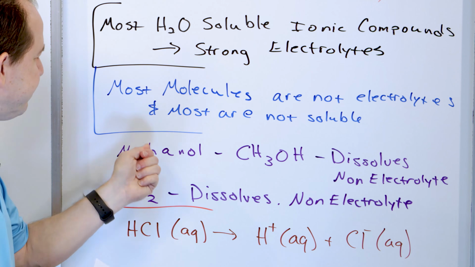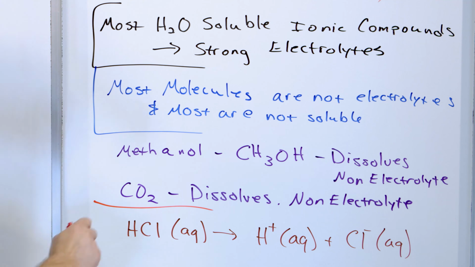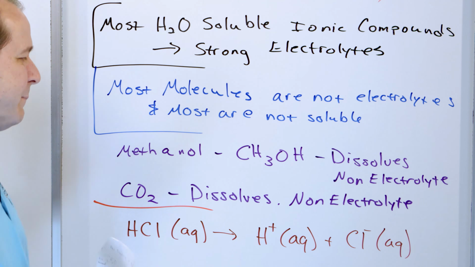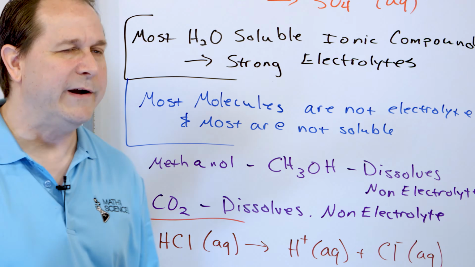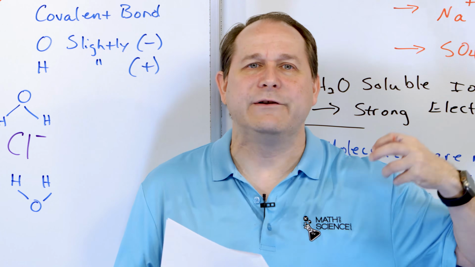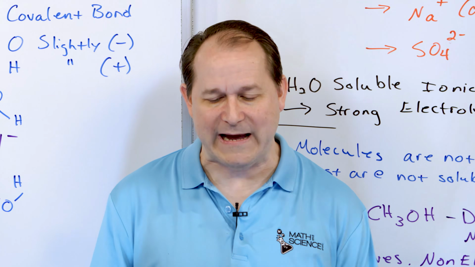Now, the big exception to this is hydrochloric acid. This behaves as a nonmetal covalently bonded to a nonmetal, so it's a molecule. However, it does dissociate. That's because hydrogen is a little weird. And then we talked about acids being proton donors or hydrogen ion donors. That's what a strong acid is. The more of those you have, the stronger the acid is.